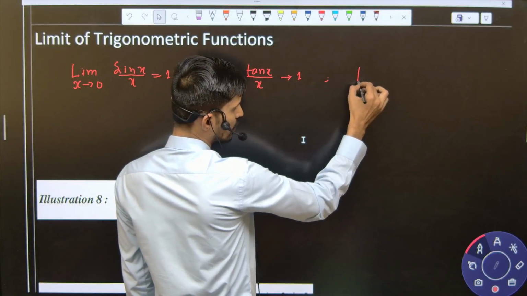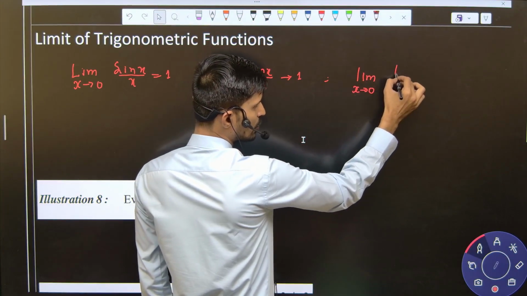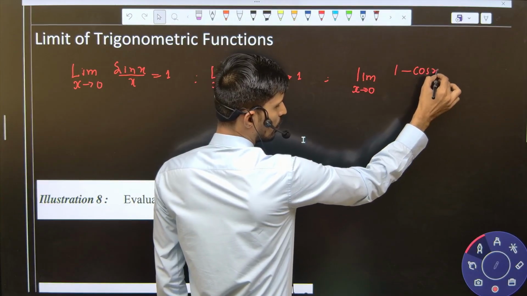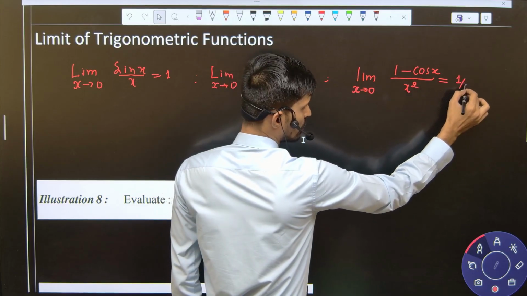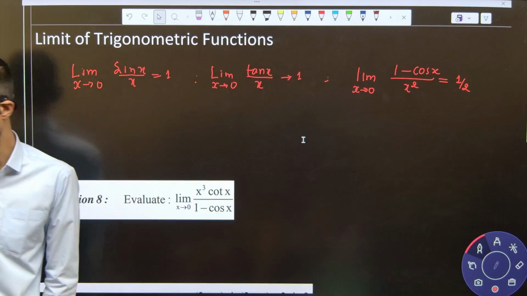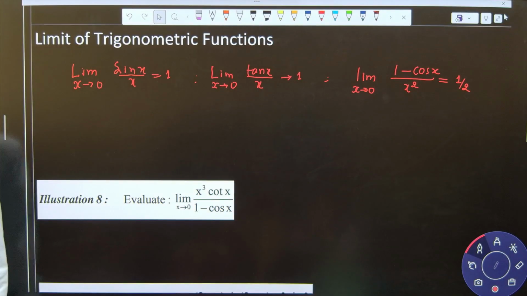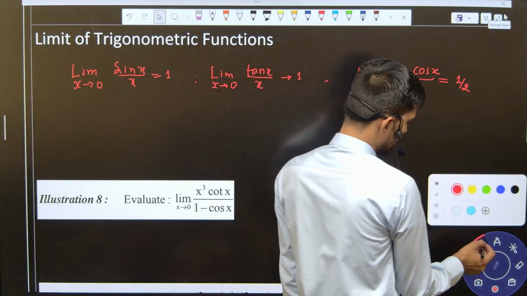Next, limit x tends to 0, 1 minus cos x upon x square is equals to 1 by 2. So these are the three formulas in trigonometric limits. Now the thing is how these formulas are working. Let's discuss that.